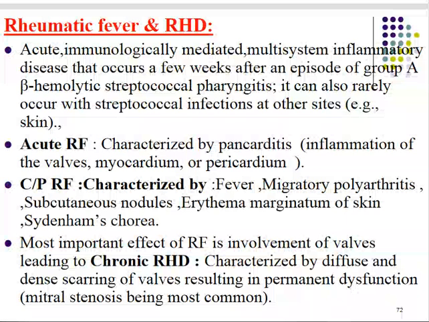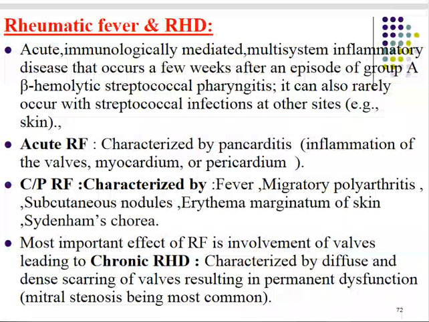Acute rheumatic fever and chronic rheumatic heart disease. Acute rheumatic fever is characterized by pancarditis. Pancarditis means inflammation of all layers of the heart, the endocardium, myocardium, and pericardium. The clinical picture of rheumatic fever is characterized by fever, migratory polyarthritis, subcutaneous nodules, erythema marginatum of the skin, and Sydenham chorea.